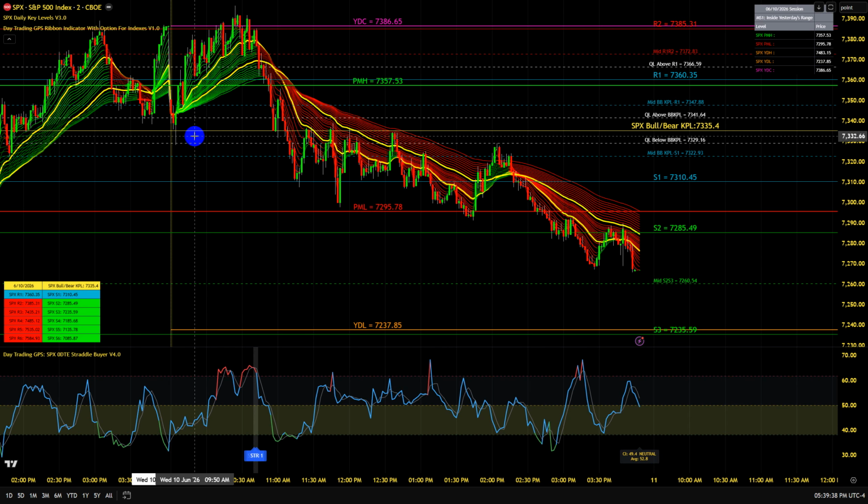So starting off here, we do have our Day Trading GPS Daily Key Levels V3.0 indicator, and we also have our Day Trading GPS ribbon indicator that has an option for US indexes in which you can reset the ribbon at 9:30 a.m. and that's very important in most sessions for SPX and also other indexes like NASDAQ NDX, Dow Jones, Russell 2000, also for the mini SPX index, the SSP, etc.